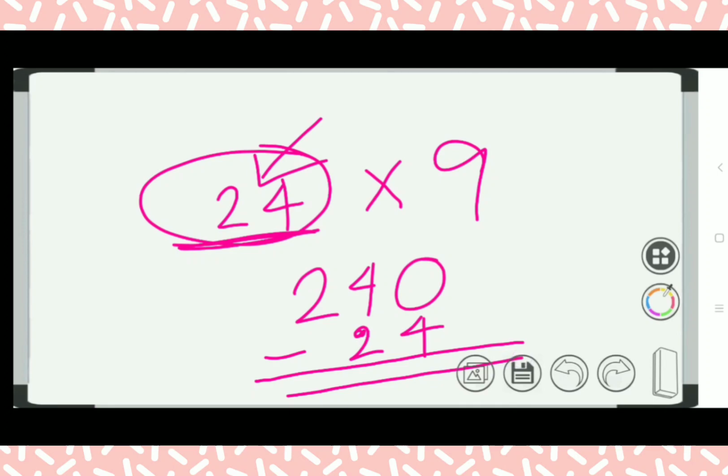Okay, it is coming 216. This answer is coming 216, and this is how we can multiply any number by 9, and it is becoming very easy also. Let's take another example.